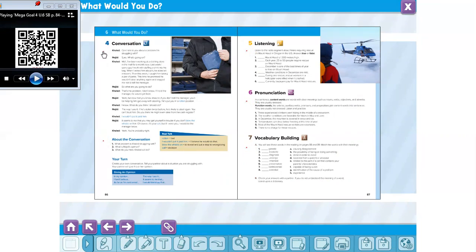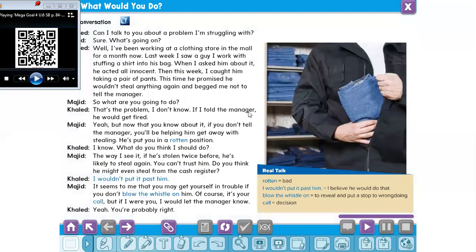We have to start with number 4, conversation. So now I want two students. One will read about Khalid and the other will read about Majid. Okay, I want you to act. You are Khalid and Majid and read this conversation to know all the information. And after finishing, we can discuss some questions or some meanings of the new words.